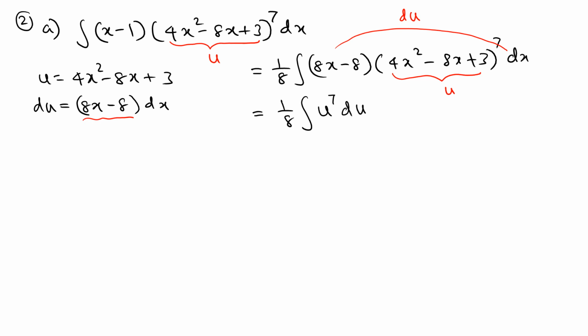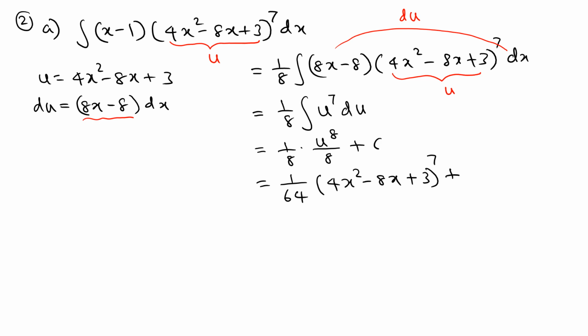Now we can integrate with the new variable, which is u. So this is simply 1 over 8, and then you add 1 using the power rule, divided by 8, plus c. Finally, we substitute for u. 8 times 8 is 64, so it's 1 over 64, and u means 4x squared minus 8x plus 3 to the 8th power plus c. So that is the answer.